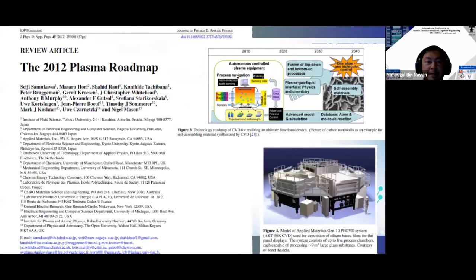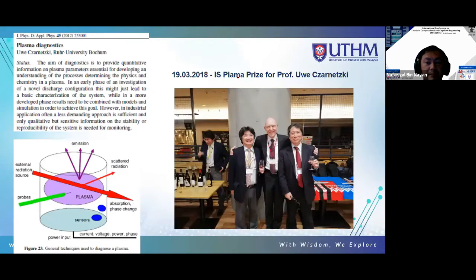The roadmap of the plasma was published in 2012. These are the articles that have been published previously. These are some of the pioneers of this research of plasma diagnostic. Professor Saneski from Germany, Ruhr University Bochum. He is quite well known in plasma diagnostic.